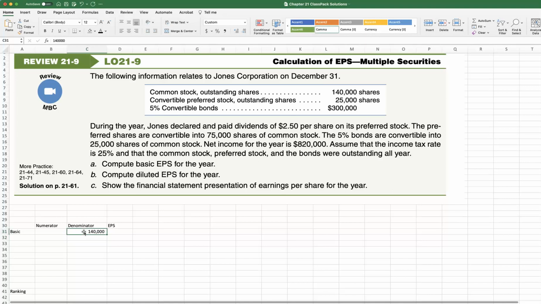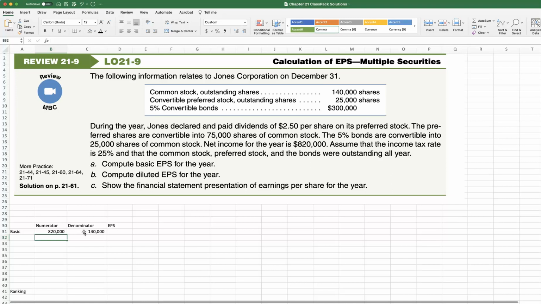It's telling me I've got convertible preferred stock outstanding. I've got 25,000 shares of that, and I also have bonds. During the year, they've declared and paid a dividend on the preferred stock, and the preferred shares are convertible. Looks like the 5% bonds are convertible as well. Net income for the year is $820,000. We've got an income tax rate of 25%.